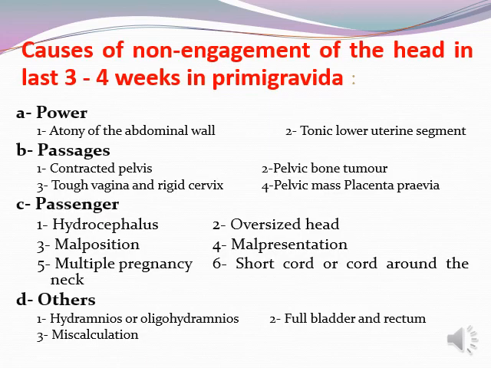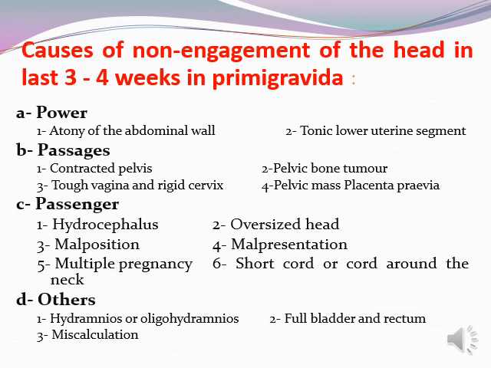What are the causes of non-engagement of the fetal head in the last 3 to 4 weeks in a primigravida? Everything in obstetrics has to be divided into three P's: the power, the passage, and the passenger, and you can add others. Regarding the power, if there is atony of the abdominal wall, or a tonic lower uterine segment, this will delay engagement in a primigravida. Regarding the passage, in the bony pelvis, there may be a contracted pelvis or pelvic bone tumor, or soft tissue like a tough vagina, rigid cervix, or a pelvic mass like placenta previa.